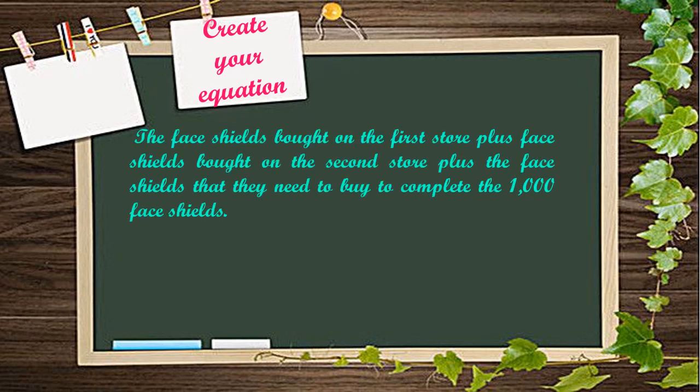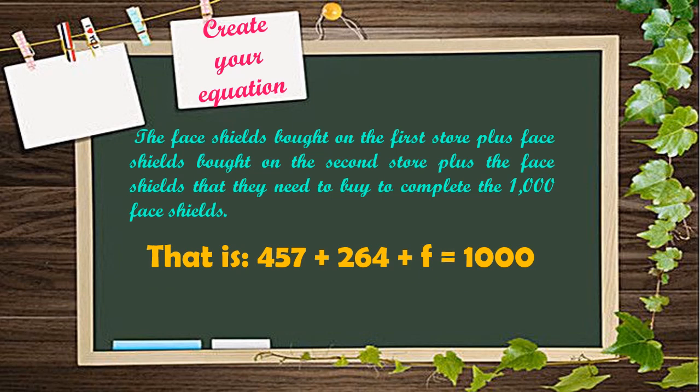Then create your own equation. The face shields bought on the first store plus face shields bought on the second store plus the face shields that they need to buy to complete the 1,000 face shields. That is 457 plus 264 plus F equals 1,000. Since F is the number of face shields to be bought in order to complete the 1,000 face shields.